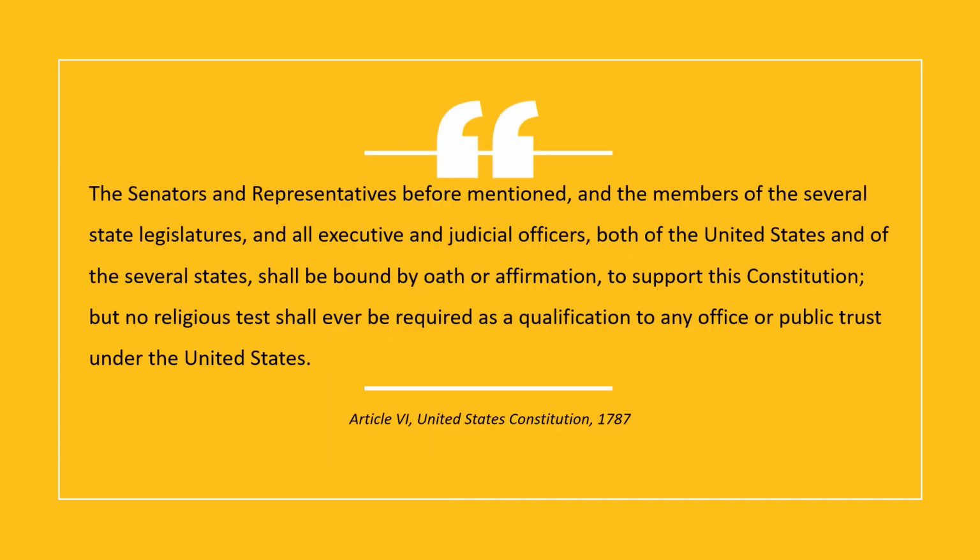So here I have an excerpt from Article 6 of the U.S. Constitution. Article 6 of the U.S. Constitution includes the Supremacy Clause, which you might be familiar with, which says that if there's a conflict between the national government and the state government in terms of a law, that the national law is supreme. But there's another part of Article 6 that's also very interesting.